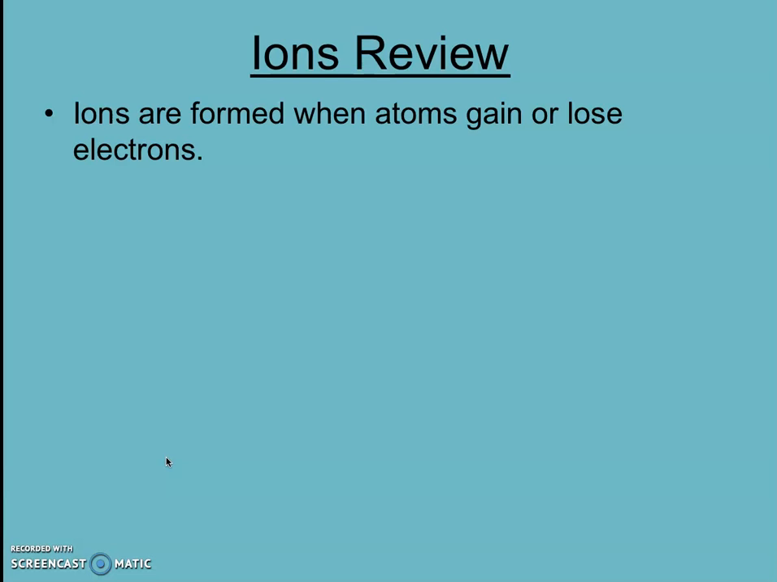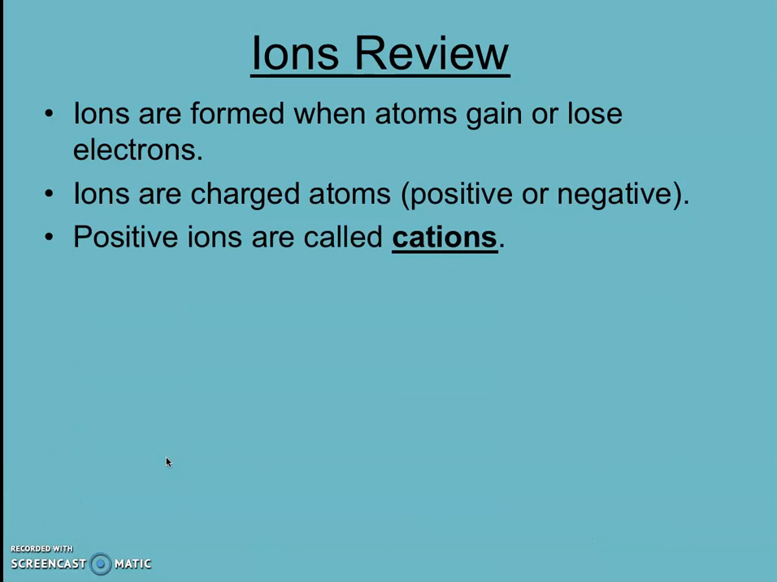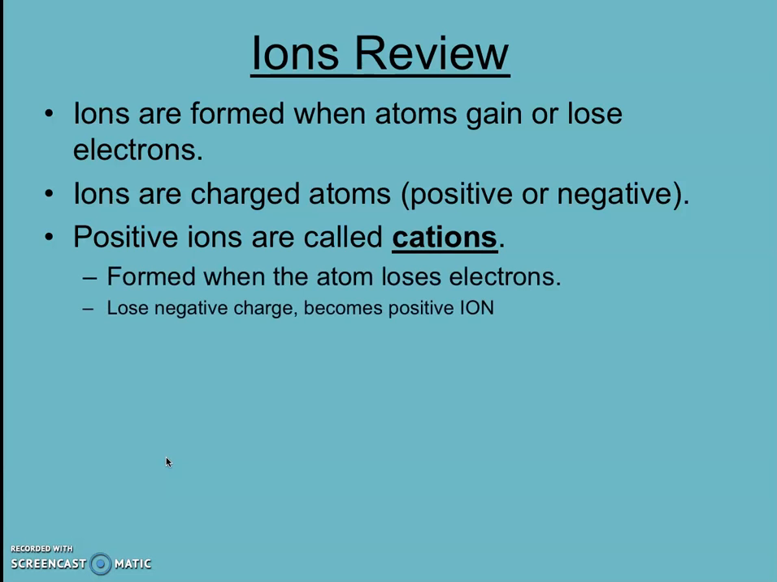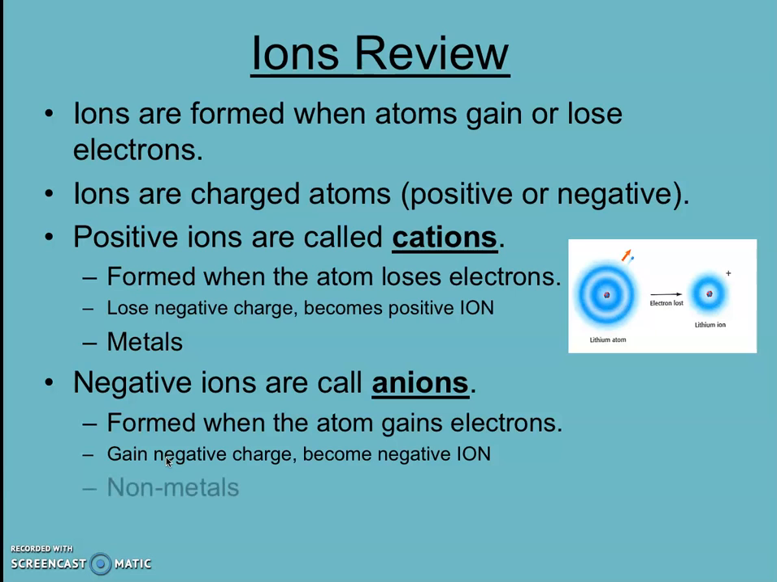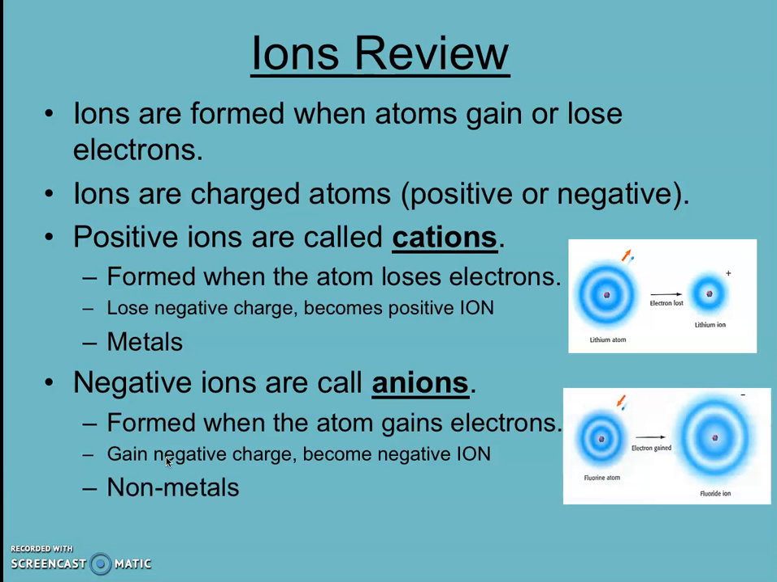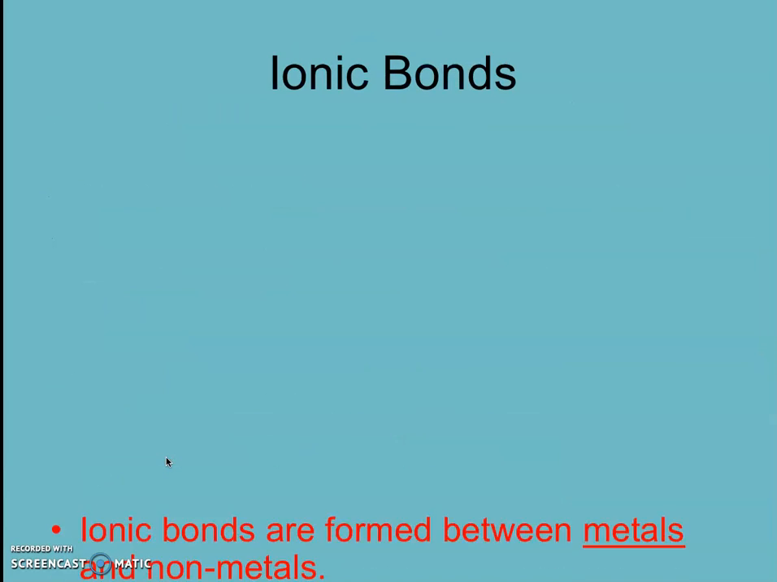Some review. Ions are atoms that have gained or lost electrons, so they are no longer neutral. They're either going to have a positive or a negative charge. Positive ions are called cations. They are formed when an atom is going to lose the electron, so there's more protons than electrons. This is going to happen to metals, so most of the periodic table is going to create cations. Negative ions are anions. These are gaining electrons, so you're going to have more electrons than protons. These are going to be your nonmetals, so the right end of your periodic table.